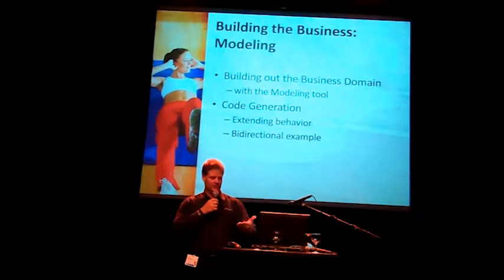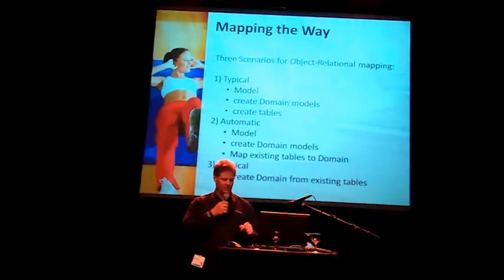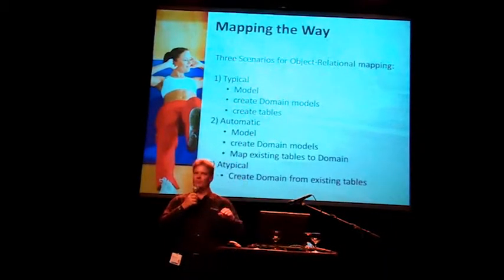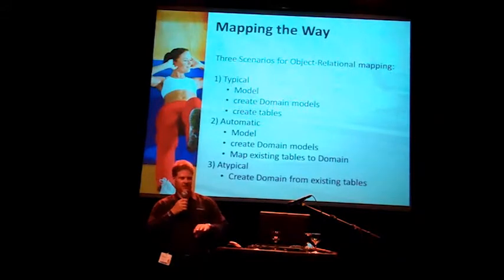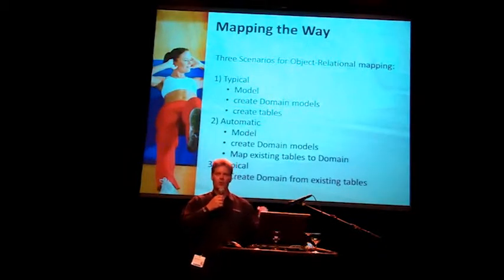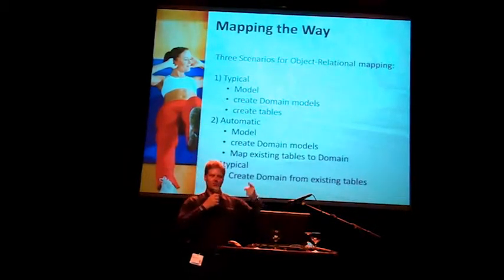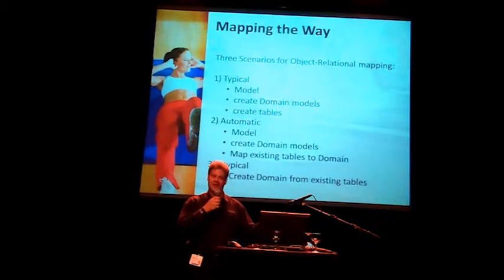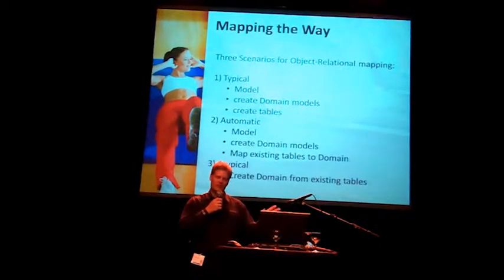along with the code. We'll give you a bidirectional example, and then we'll show you how to map those domain objects to the database. Now, there's three typical ways the mapping tool can be used. We're going to show you the typical way, where you model the system, you generate your domain models, and then from those you create the database tables.